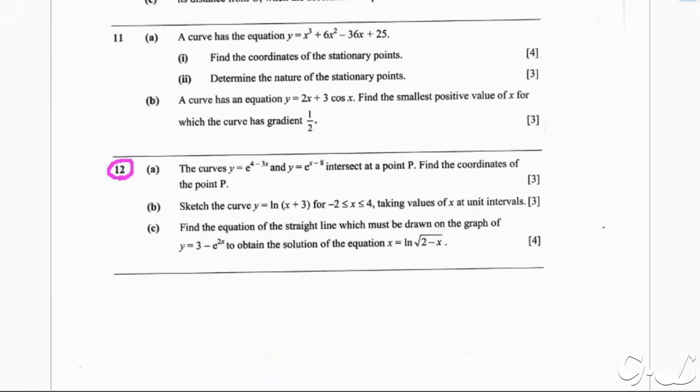Let's now go to C. C says find the equation of the straight line which must be drawn on the graph of y is equal to 3 minus e to the 2x to obtain the solution of the equation x is equal to natural log square root over 2 minus x, and that part is carrying 4 marks.